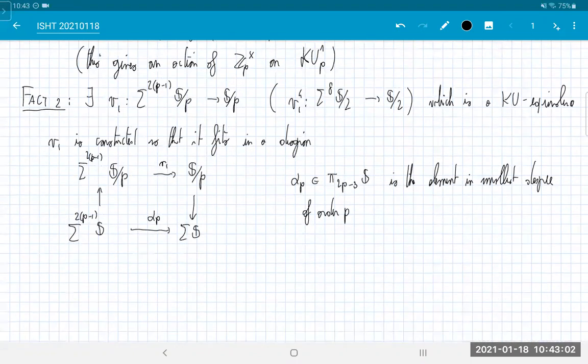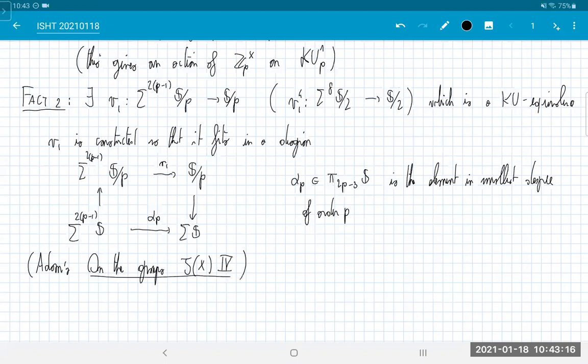A reference for this, by the way, is Adams' paper on the groups J(X) IV. Don't be too afraid that it's the fourth paper in a series. It's kind of standalone. You can read it pretty much on its own. But I shouldn't misspell Adams' name. Poor guy. And again, this is also not super hard. In one lecture, I think I could do it. But for the sake of brevity, I'm going to skip it because I'm going to need a third fact, and that I definitely couldn't do in one lecture.